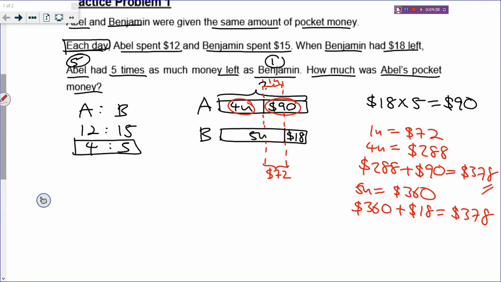So have you solved the problem? Yep. So Abel's pocket money was $378. So what's the lesson here? Now the lesson here is that if you see something that is fixed, then you may want to use ratio to represent what is fixed, and then use that to build your model. Alright, so let's go to question number 2.